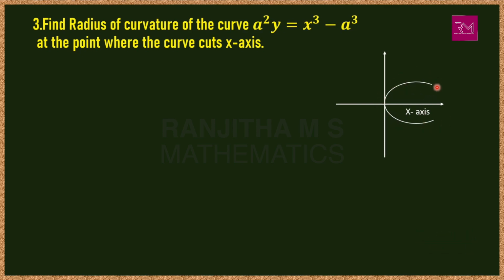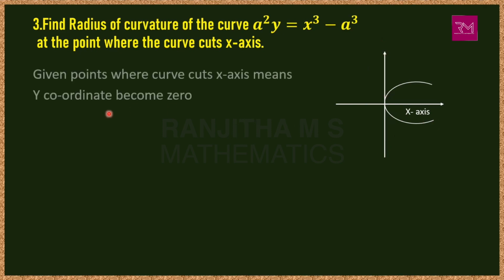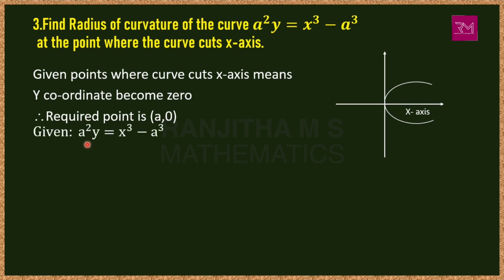The given curve cuts the x-axis means the y coordinate is 0. Hence we get the required point as (a, 0). Here the y coordinate is 0. Hence we get the required point as (a, 0). What's the first step? We have to take the given Cartesian curve a square y equal to x cube minus a cube.